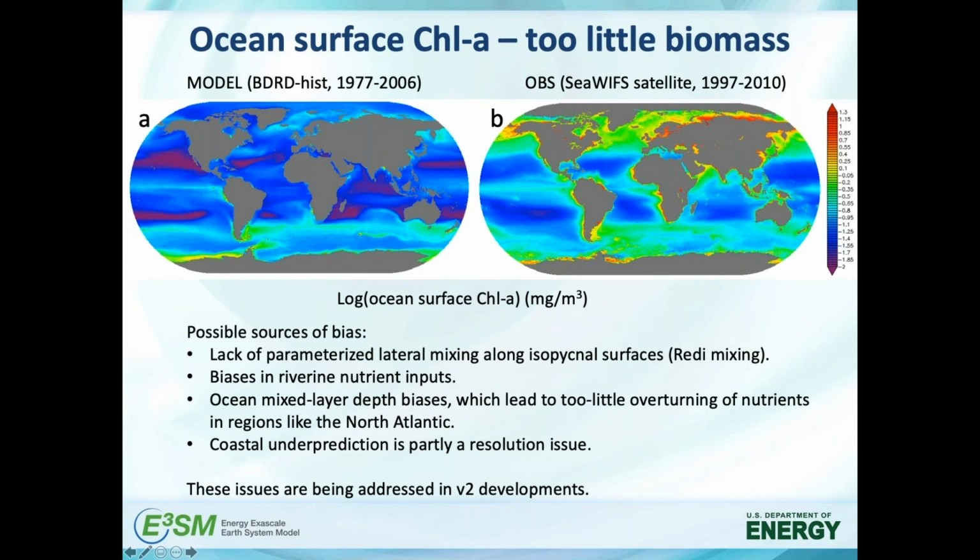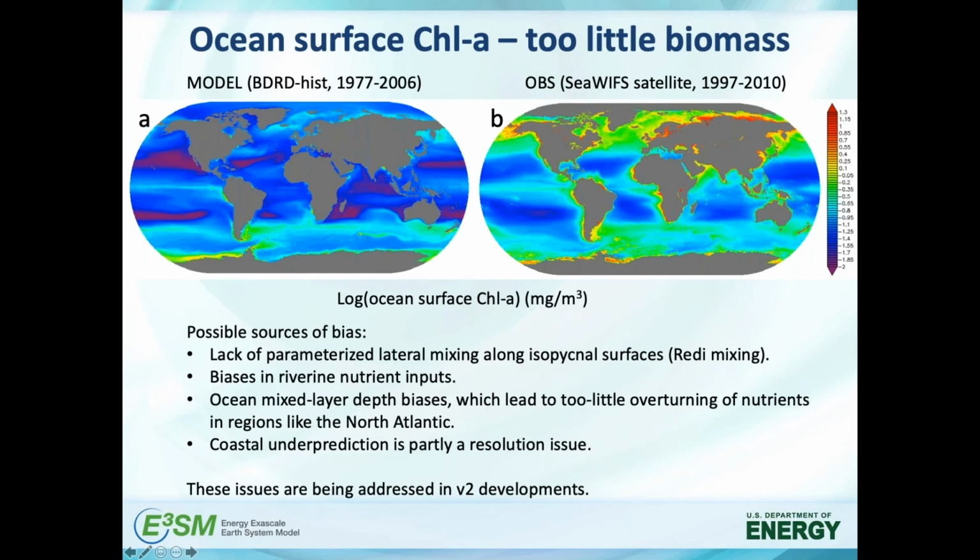And so you can see we have significantly less biomass in the surface ocean. And this is maybe especially true around coasts and in the Arctic. So this is another place where those biases are really showing up clearly. So then, without getting into too much detail, I've got a list here of what we think some of the sources of these biases are.